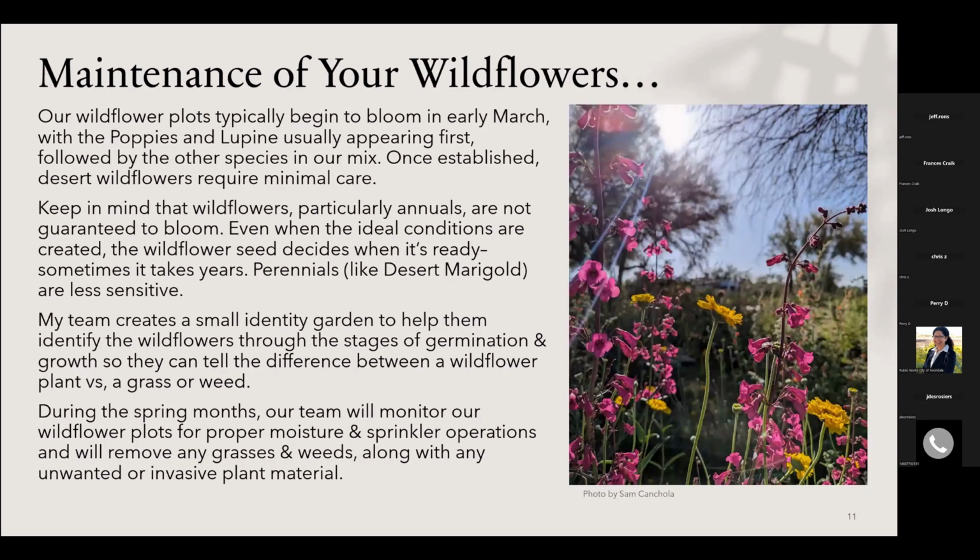Our wildflowers typically start to pop in March. Like I was saying when I was going over the different varieties, the poppy varieties and the lupine are always the first ones to show. So once you have a bloom, there's really little you need to do.